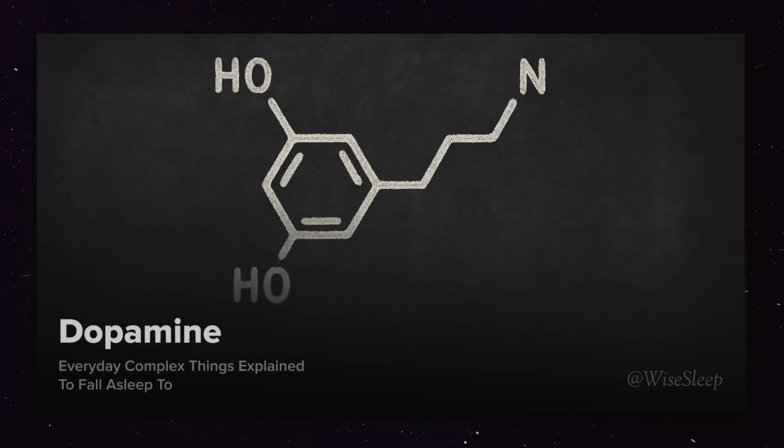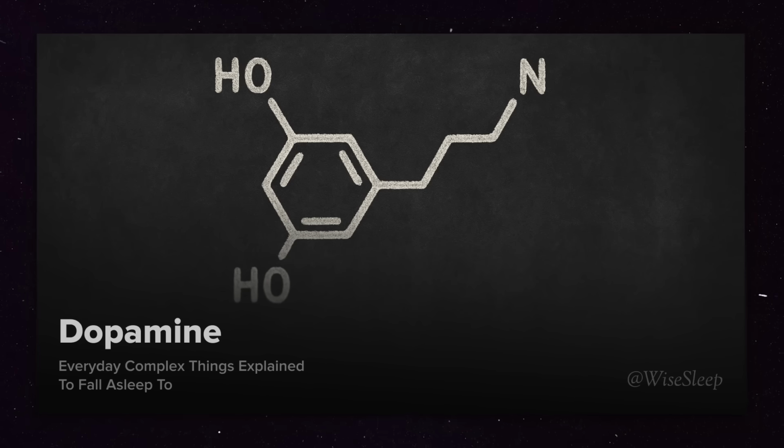When you do something that your brain interprets as positive, like eating your favorite food, hitting a workout goal, or even just scrolling social media, dopamine is released. It tells your brain, "This was good. Let's remember this and do it again." That's why habits, both helpful and harmful, can become so hard to break.